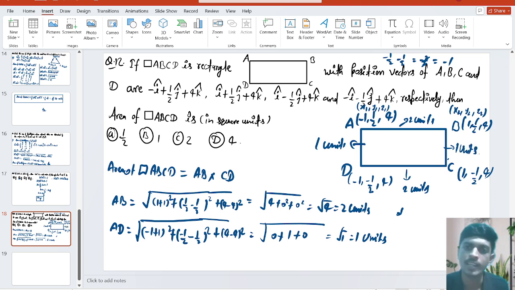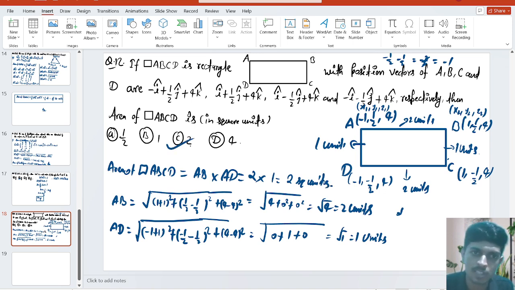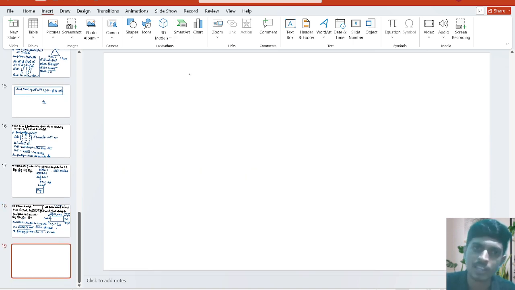So we need to find the area of this: AB into AD. I hope it is clear to you. AB is 2 units and AD is 1 unit, so 2 into 1, because this is a rectangle, gives 2 square units. Which option is this? Option C will be correct, because C is 2 square units. I hope it is clear to you. This is all about exercise 10.4.